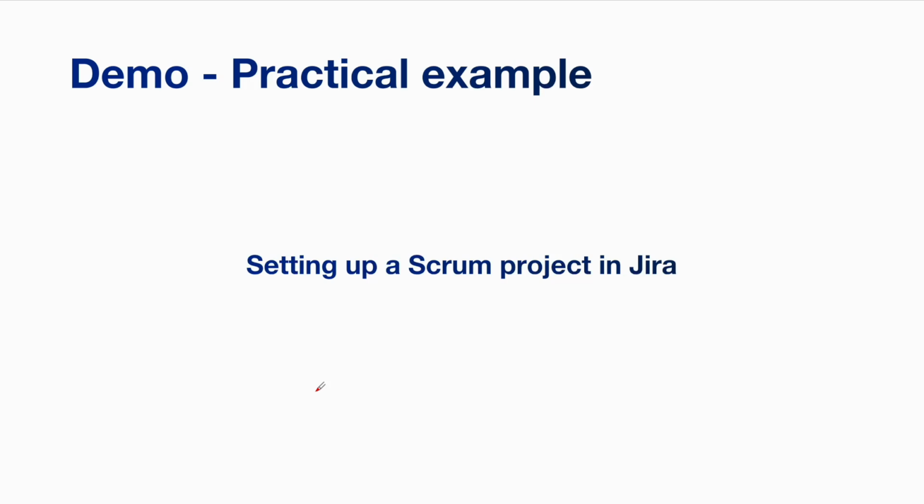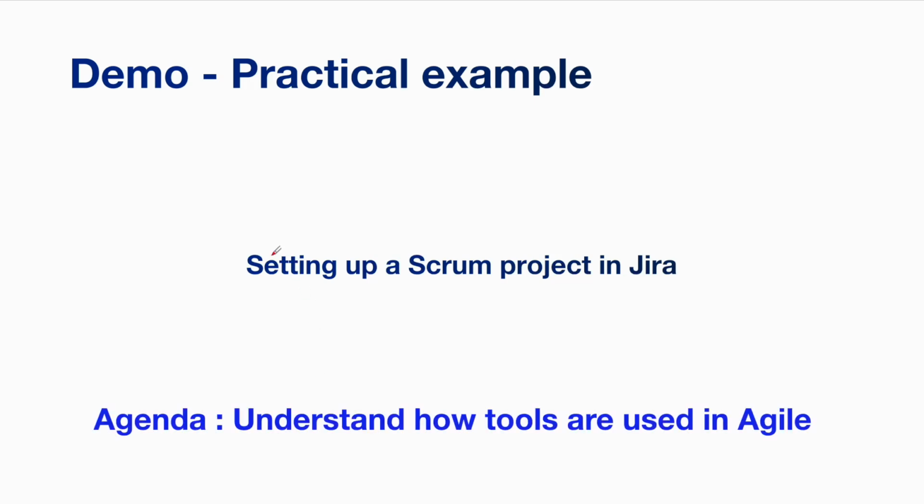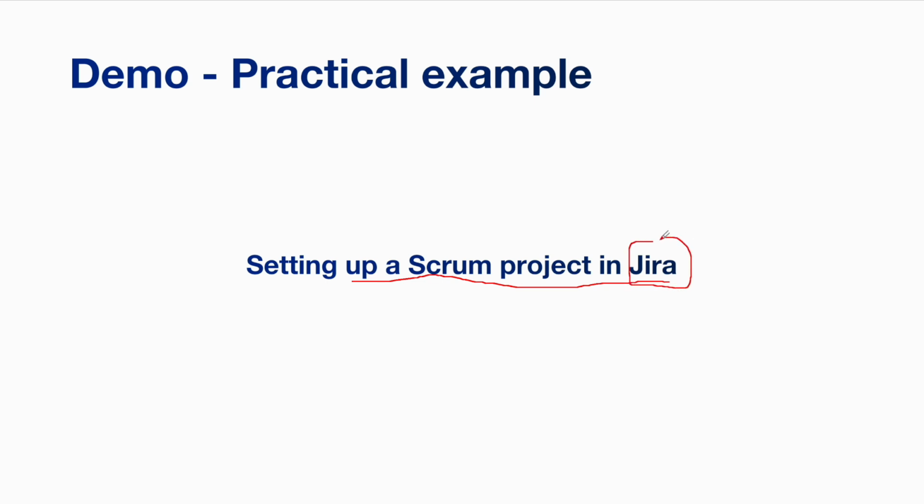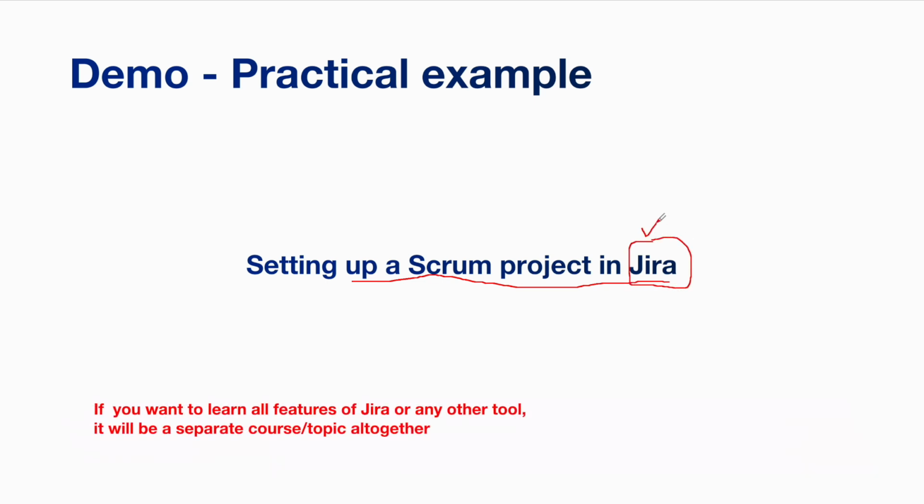Now let us learn practically how we can set up a Scrum project in Jira, which is one of the Agile project management tools. Here our goal is not to use every tool that is being provided by different companies in the market. My purpose is to give you an idea of how exactly Agile works, so that you can easily adopt to any tool and work based on whichever tool is being used in your organization.